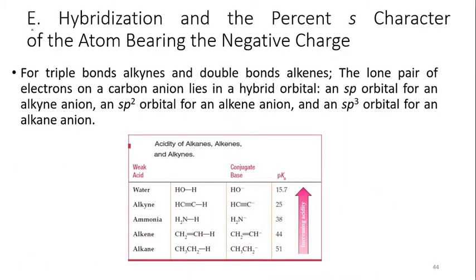The last factor that can affect my acidity is the hybridization and the presence of s character of the atom bearing the negative charge. I mean that if I have alkynes and alkenes, I could see that here I have a triple bond and in here I have a double bond. This triple bond and double bond will affect my acidity. The higher the unsaturation of the hydrocarbons, the higher the acidity will be.